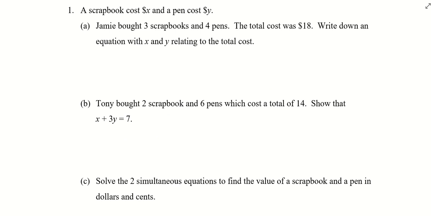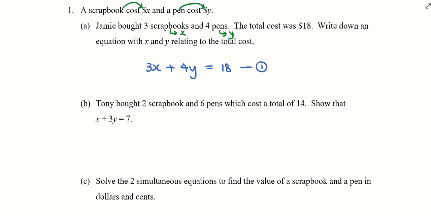This example is on a scrapbook and a pen. A scrapbook costs X dollars, pen costs Y dollars. Jamie bought 3 scrapbooks and 4 pens. And we know scrapbook costs X dollars, pen costs Y dollars. Total cost is 18. So how do we write an equation with X and Y? Well, think about it. Answer is 3X plus 4Y gives me 18. That is your first equation.